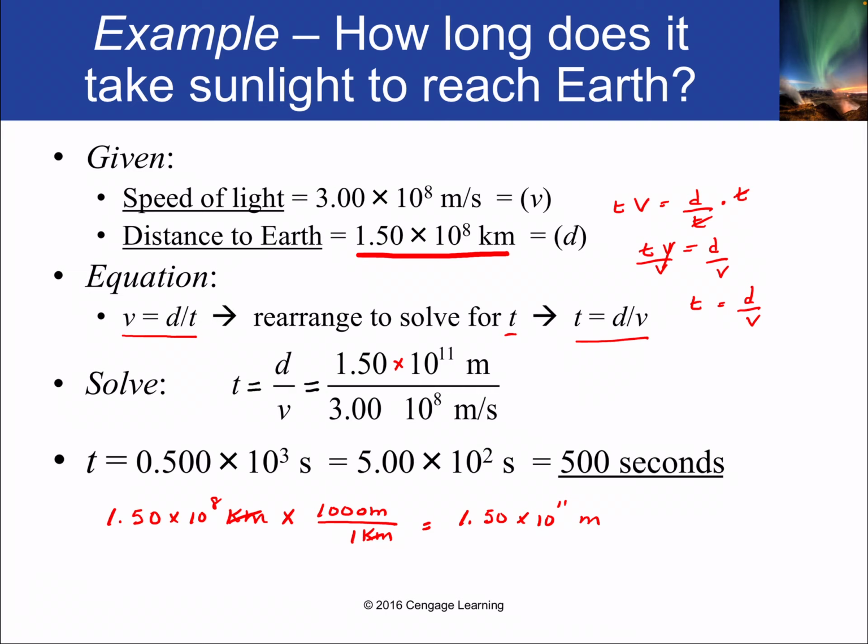Our speed is 3 times 10 to the 8 meters per second. So we just do that division, and our final answer comes out to be 500 seconds. Now your calculators might leave it in scientific notation, which is perfectly fine, or you can take it out of scientific notation to get your 500 seconds.